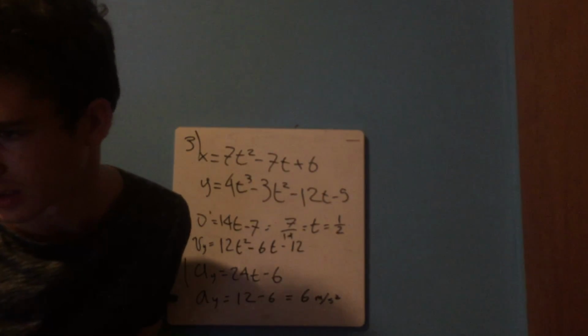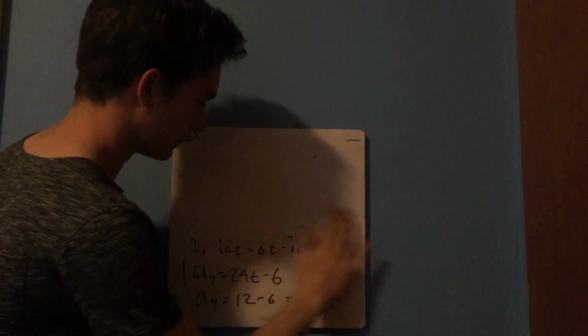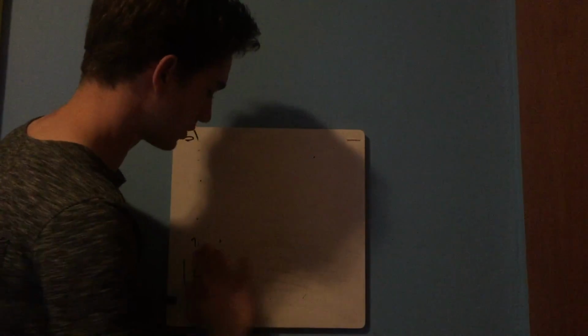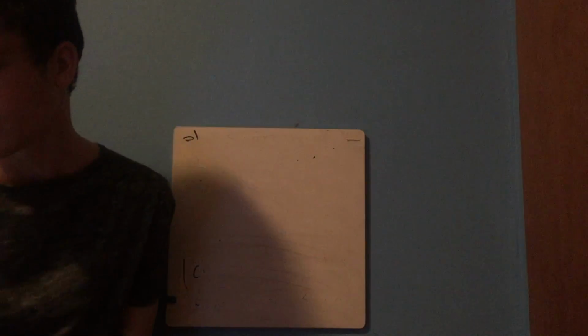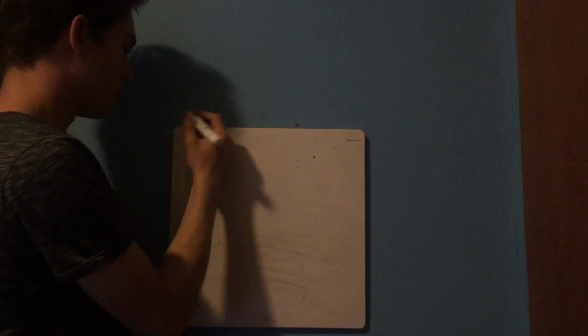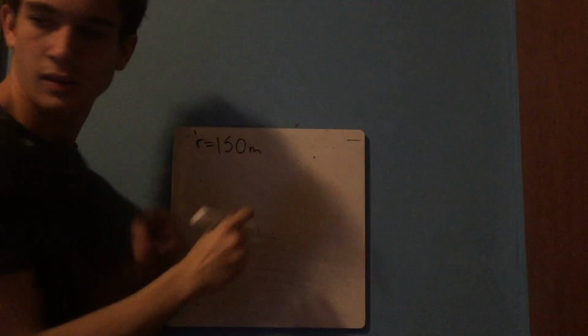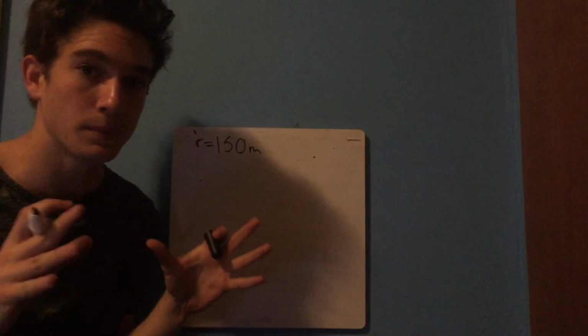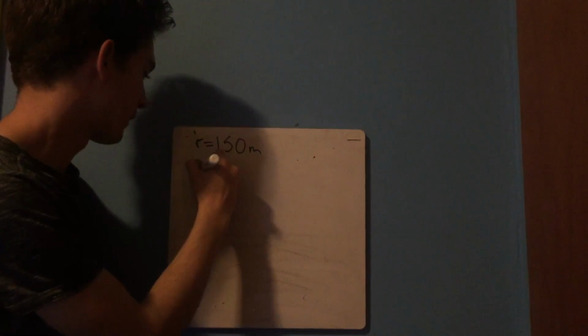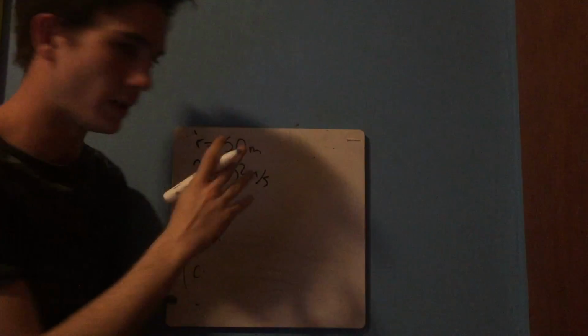Problem number 4 states the following. It's kind of similar to what we did in problem number 2. This one also talks about centripetal acceleration, and it gives us the following information. A truck enters a curve with a radius of 150 meters, and it's got a maximum speed of 32 meters per second.